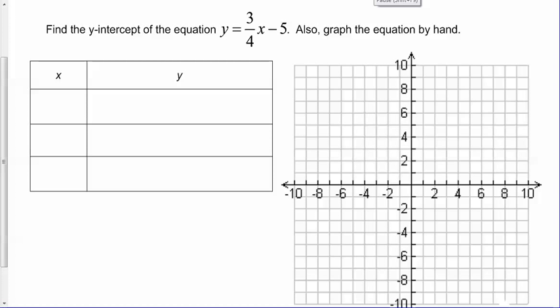Find the y-intercept of the equation y equals 3/4 x minus 5. Also, graph the equation by hand. So let's see what we can do with this one.